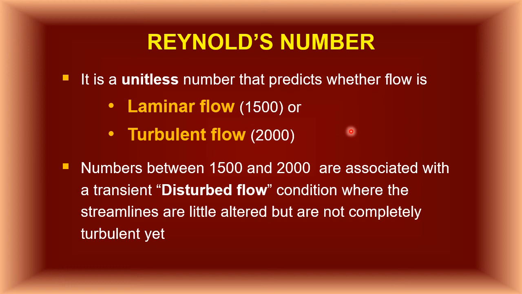How about the numbers in between? For example, 1700 or 1800. Okay, this will end up as what kind of flow? Is it laminar? No. Is it turbulent? No. It's called disturbed flow. Some people call it the gray zone flow or the disturbed flow. It's no longer laminar because the streamlines are disturbed, they are shaking, they are a little altered, but in the meantime they are not yet called turbulent. So this status is called the disturbed flow.